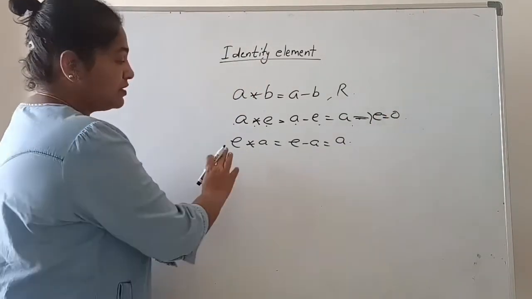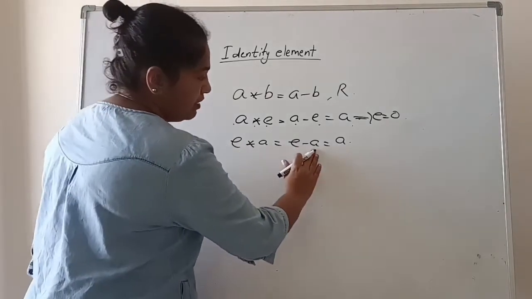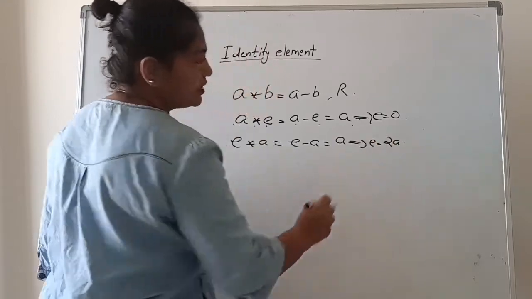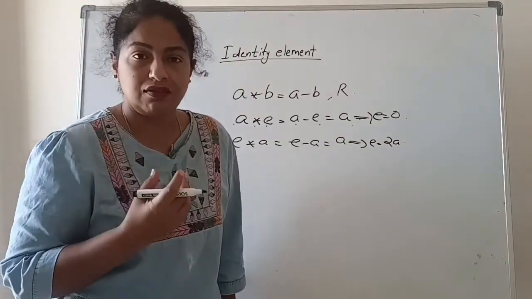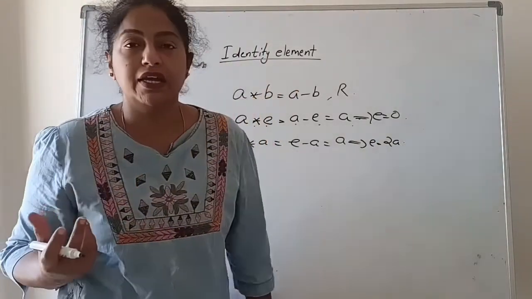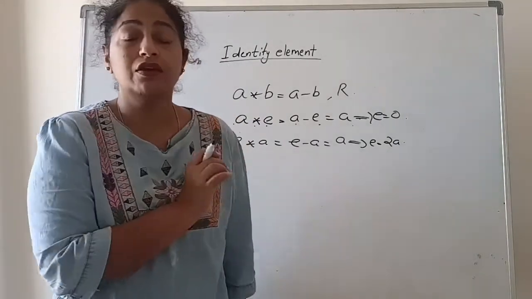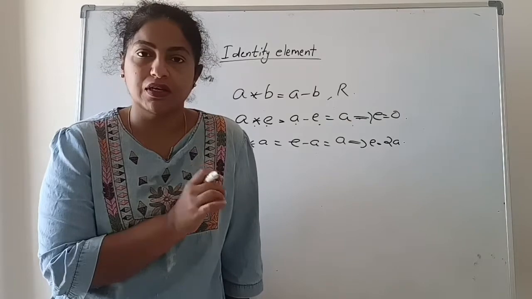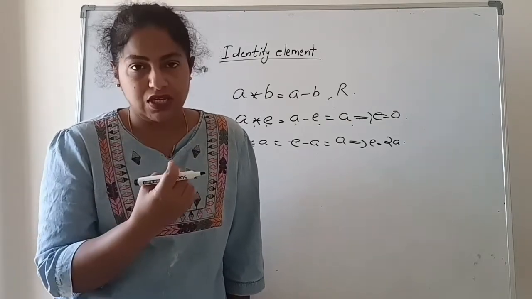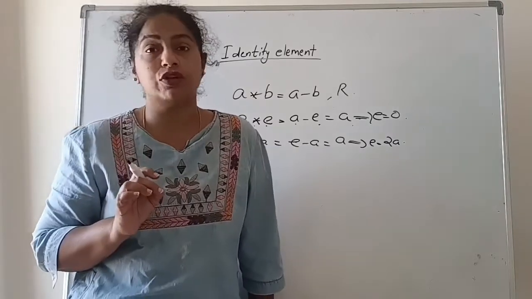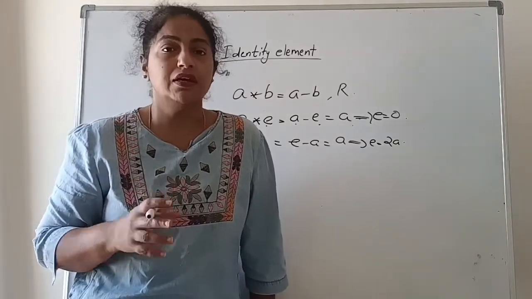From the second statement, E binary A is equal to E minus A, which is equal to A. So, my E is equal to 2A. So, you can see that in both the cases, the value of the identity element do not match. Therefore, this particular binary operation does not have an identity element. So, you need to check both the statements in order to decide whether the given binary operation has a value for the identity element. Okay.